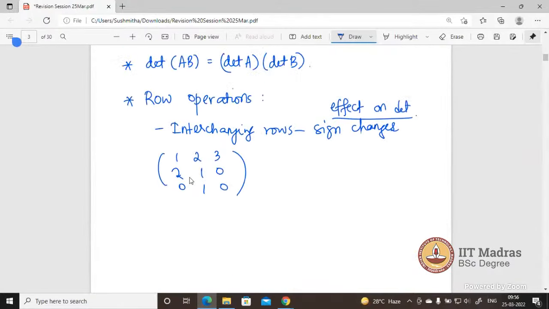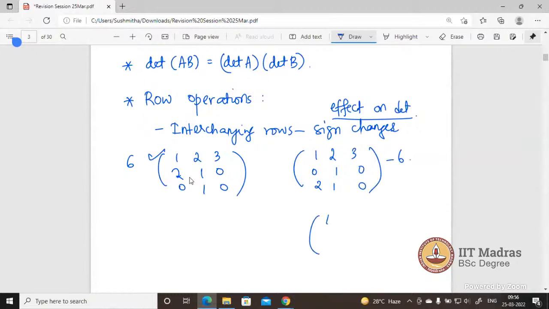So the determinant of this matrix and the determinant of this matrix. If I already know the determinant of this matrix, what will the determinant of this matrix be? Minus 6. What will the determinant of this matrix be? 6, no? I have interchanged two rows from this matrix. Again the sign changed.